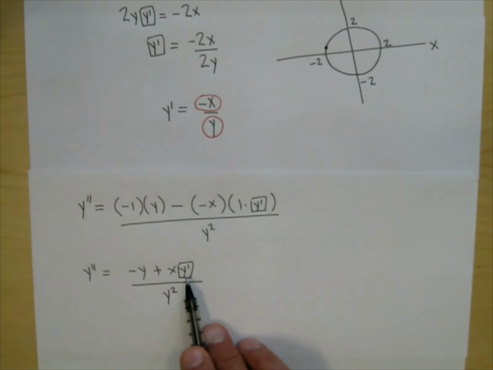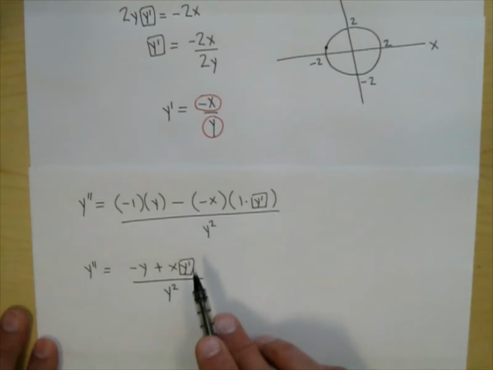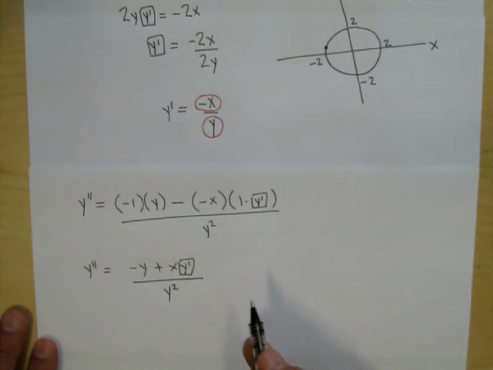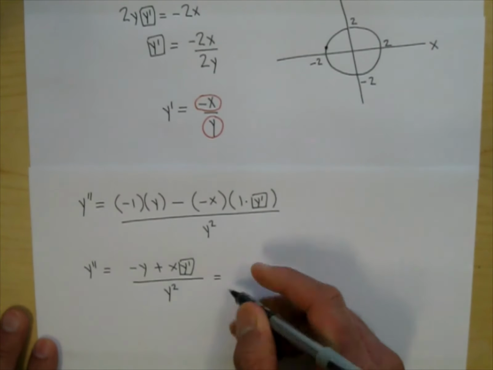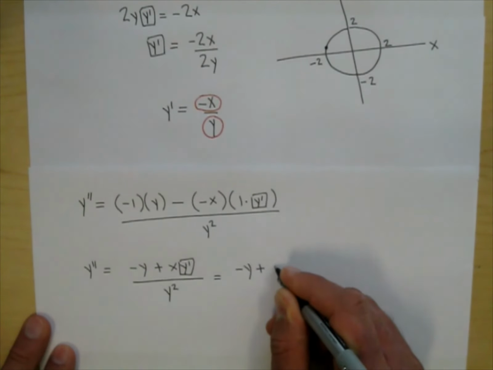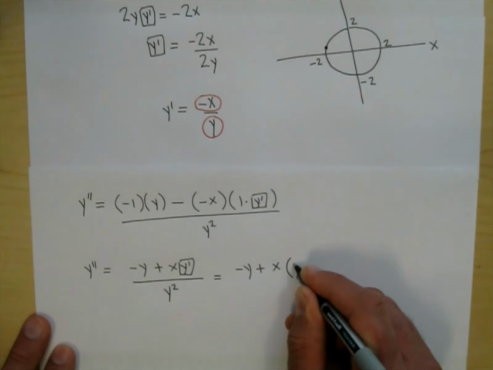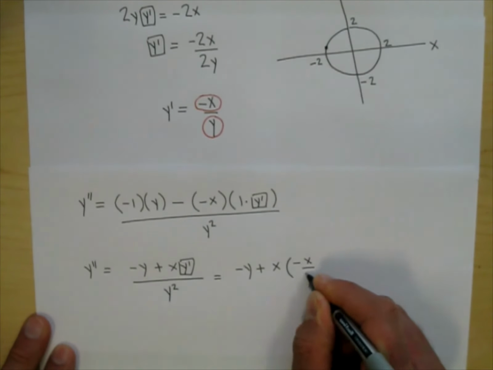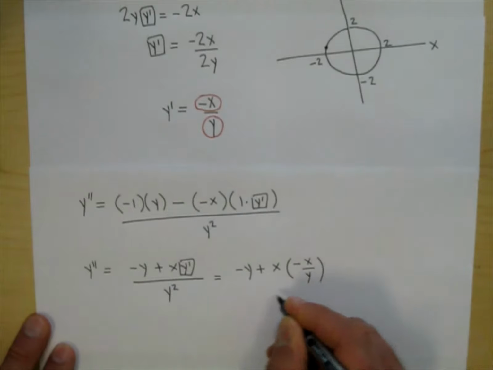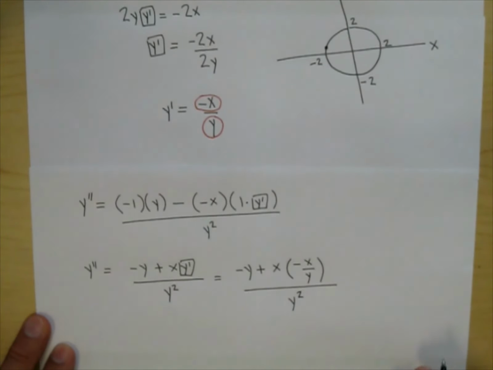So we can get rid of this y prime. How? We know what it is up there, and we're going to plug that in right there. So this equals negative y plus x times y prime. Y prime is negative x over y. This is all over y squared.